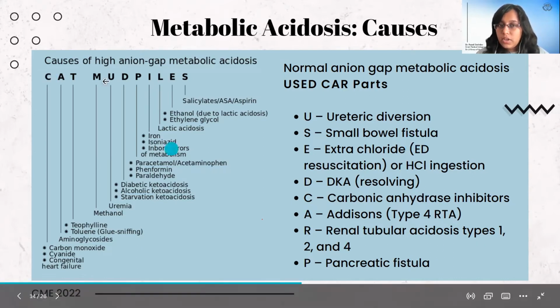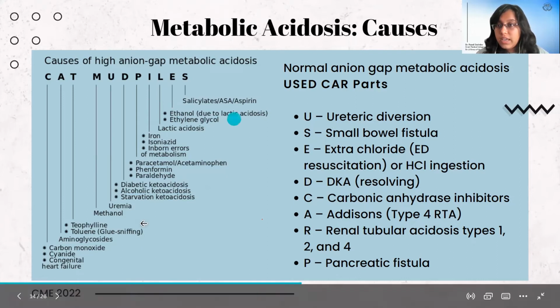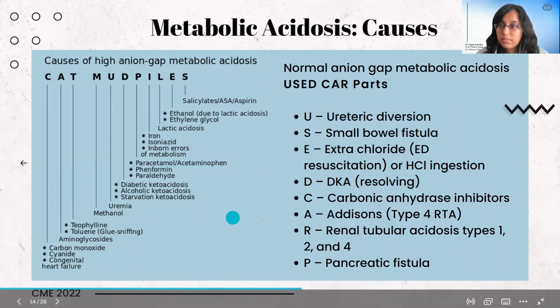So this, your cat mud piles, is a more important mnemonic for you to remember for causes. Because a lot of the times when a patient presents to you, you have to take a call on whether to do an ABG or not. So you have to know that if the patient has come with this history, then I need to get an ABG done.